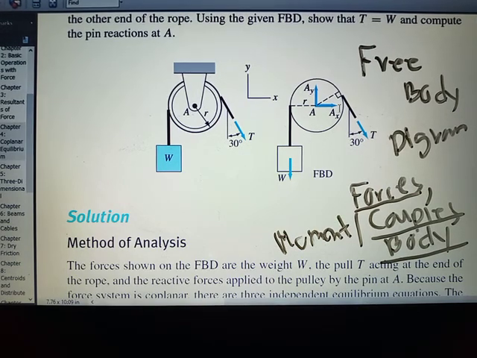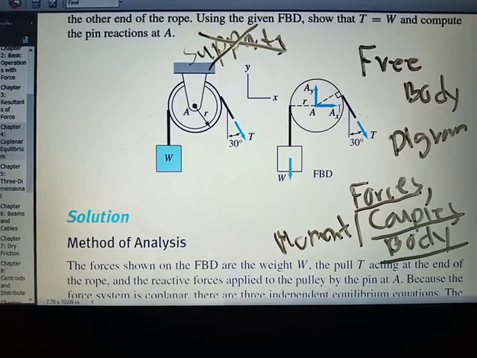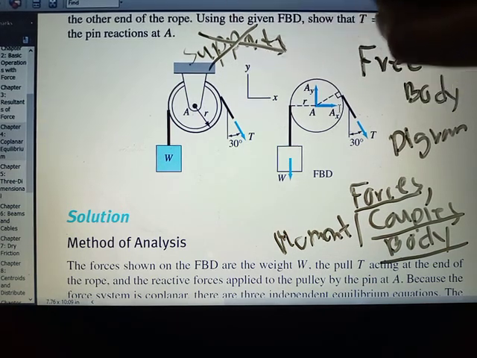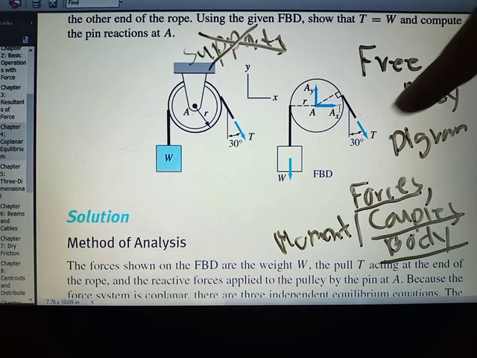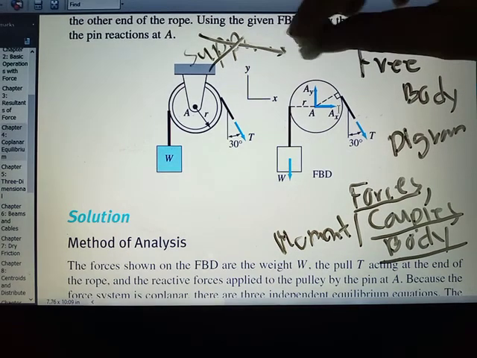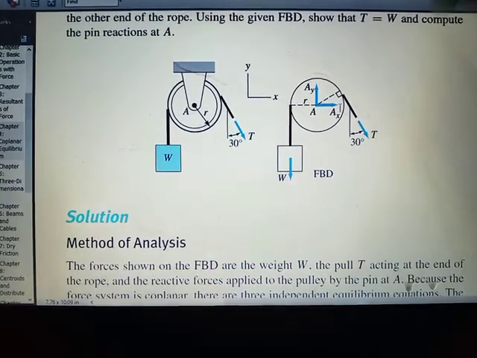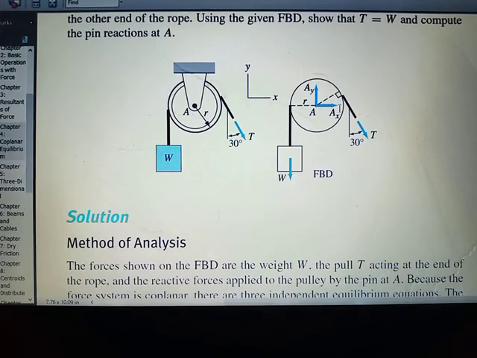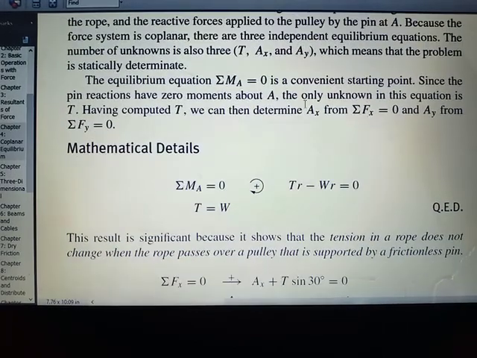The rest, like the supports, you remove. You eliminate them; you just don't draw the supports. And then instead of drawing the supports, you put forces. So that's how we draw the free body diagram.